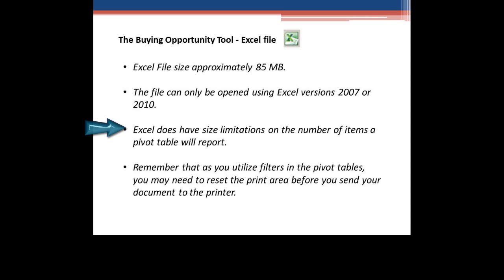Also, Excel does have limitations on the number of unique data elements, and that would be columns and rows, and the data within the columns and rows, that can be queried in a pivot table at one time. If you try to pull too many items into your pivot table, your system could lock up. Also remember that as you utilize filters within the pivot tables, you may need to reset the print area before you send your document to the printer. Also remember to reset the filters after you use them so that you don't override the original version of the template that was provided to you. Now let's open the file.